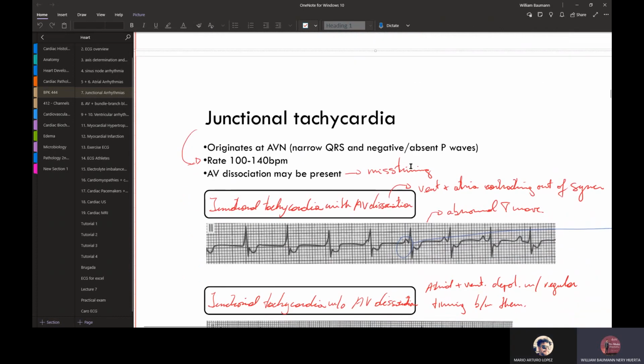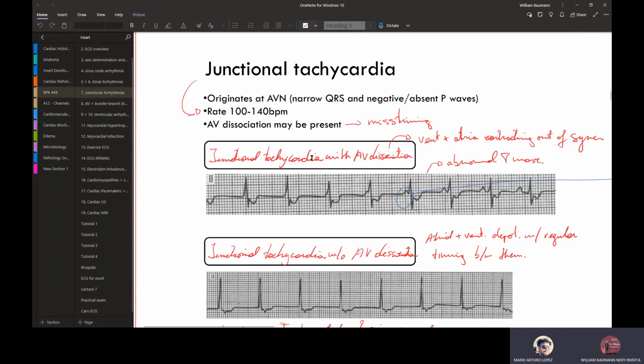Then we have junctional tachycardia, which is 100 to 140. The name gives it away. It's the same as tachycardia, anything above 100. But in this case, there are two types. You have the one with AV dissociation and without AV dissociation. And that just means that you're going to have different morphologies for all the P waves. So if you take a look here, there's no P wave, so it's inside. This one repeats. This one repeats.